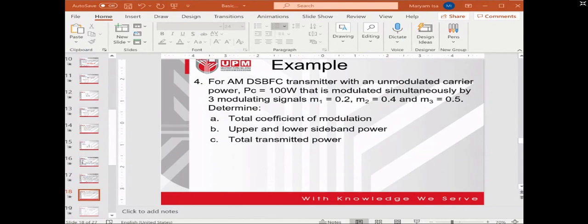But the formula itself is M squared. So M squared is 0.671 squared. Because it's squared, you get 0.45. So M squared is 0.45, and then you multiply with your Pc. Pc is 100 watt, and then divide by 4, because it is for one sideband. So that is for the sideband. And then for the total transmitted power, you add up the 100 watt with both sidebands. Easy, eh?